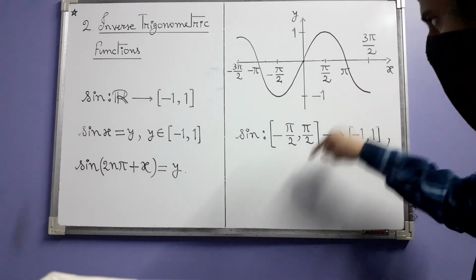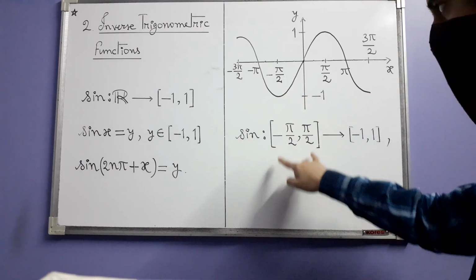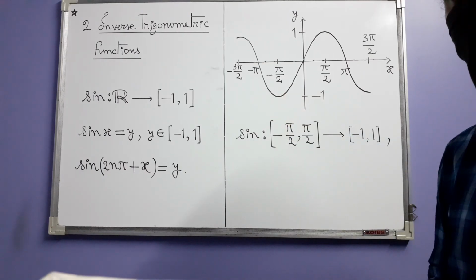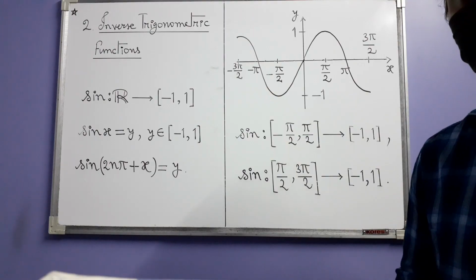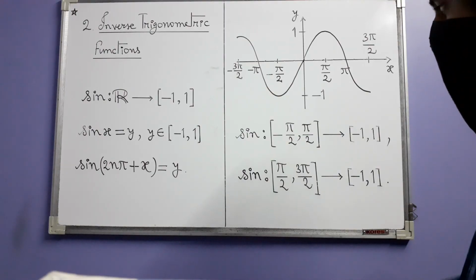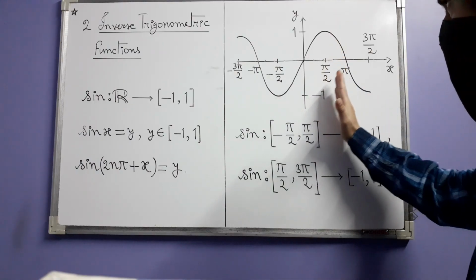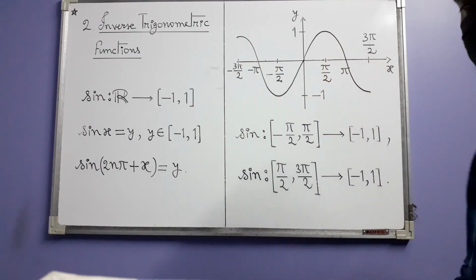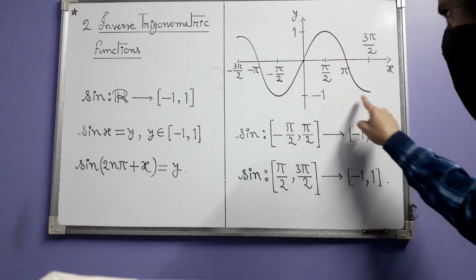This is not the only way of doing this though. There are other intervals also which you can consider here. Another such function is this, another such restriction, where this time we consider this interval, which starts at pi divided by 2 and ends at 3 pi divided by 2. So that means for this restriction the graph is this.